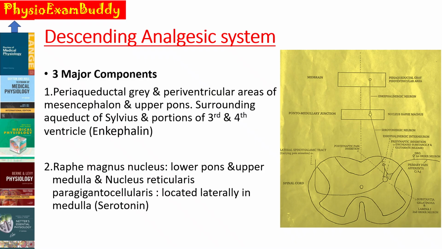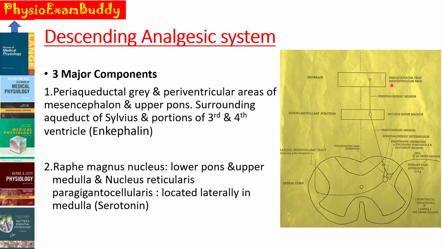So first about the descending analgesic system. This is the diagram for the descending analgesic system. This descending analgesic system includes three major components. First one is the neurons from the periaqueductal gray. This is the periaqueductal gray as well as the periventricular areas of the mesencephalon and the upper pons. They form a part of the midbrain.